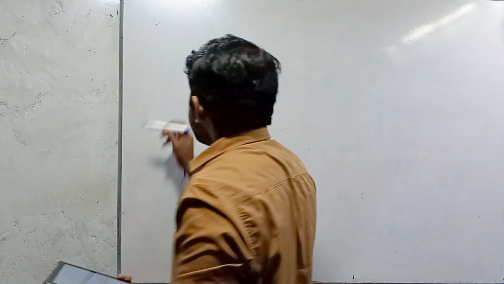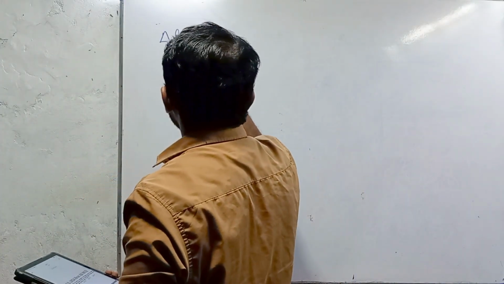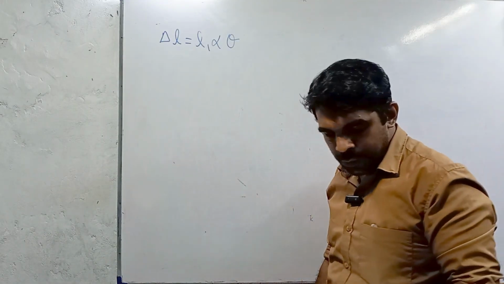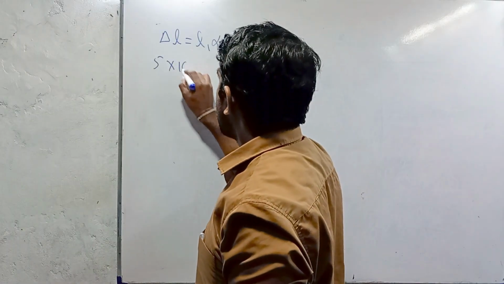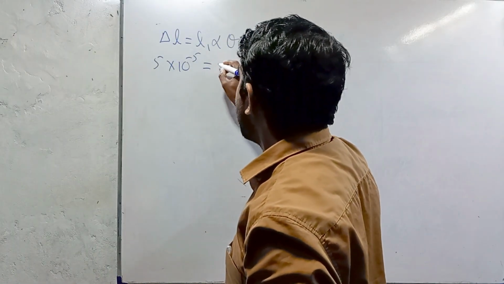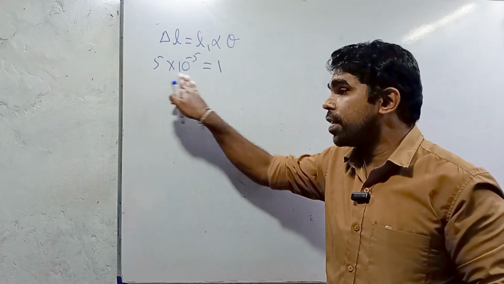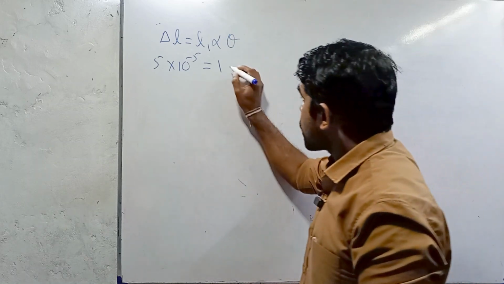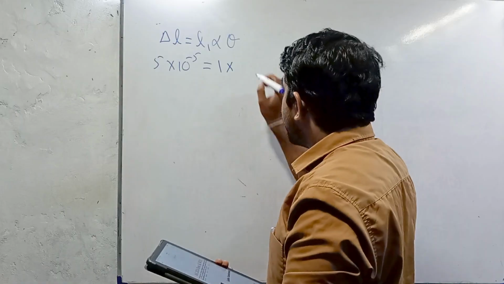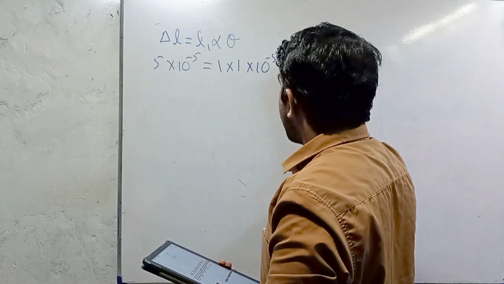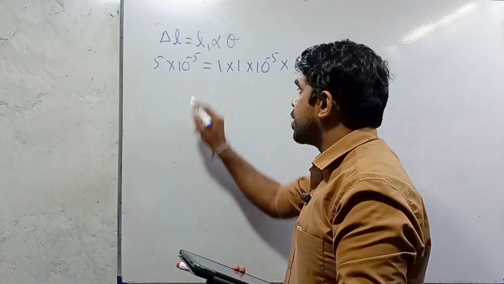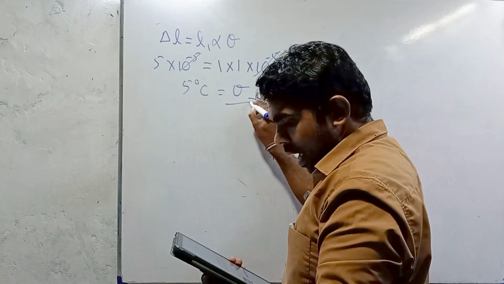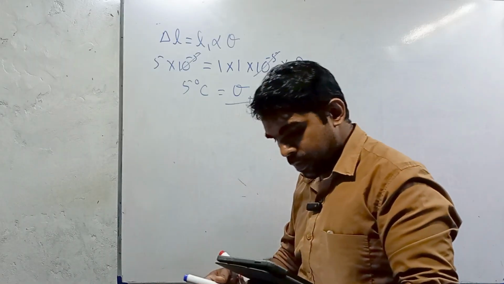We can get delta L equals L1 alpha theta. Delta L should be the change of length. It is 5 into 10 to the power minus 5. We have to get initial length as 1 millimeter. This change of length is acceptable for 1 millimeter. Alpha is the linear expansivity. It is given as 1 into 10 to the power minus 5. We have to find temperature variation, temperature difference. Then we can get 5 Celsius. Then answer is 5 for question number 1.